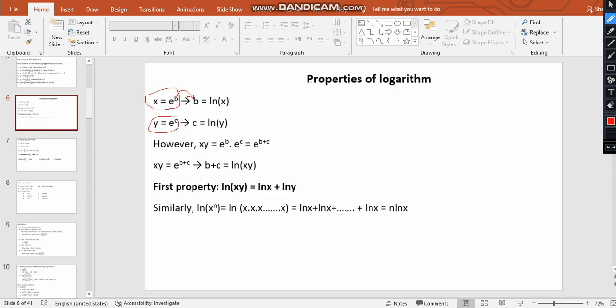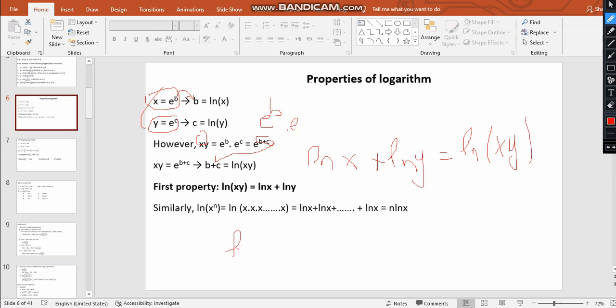And if you want to multiply x times y here, you're going to have e^b times e^c, which equals e power b plus c. And if you want to find its inverse, so b plus c equal ln xy. But b is ln x, c is ln y. So the logarithm of a product is the sum of logarithms.